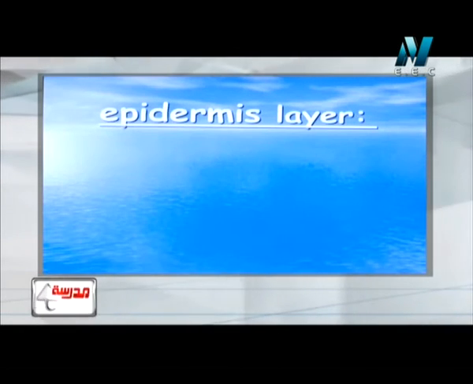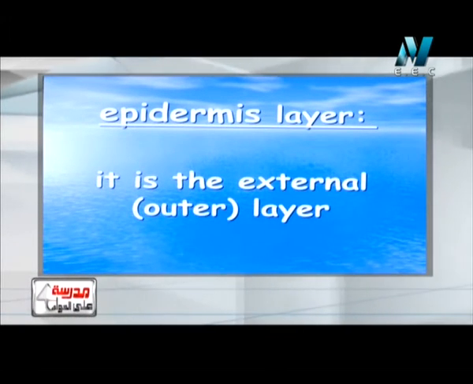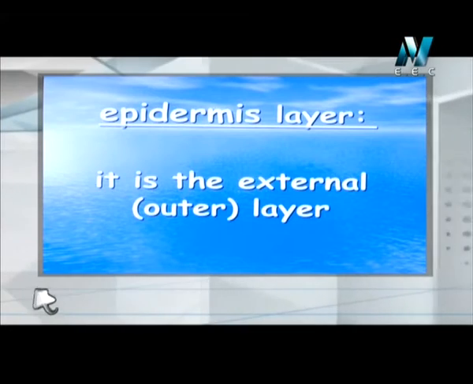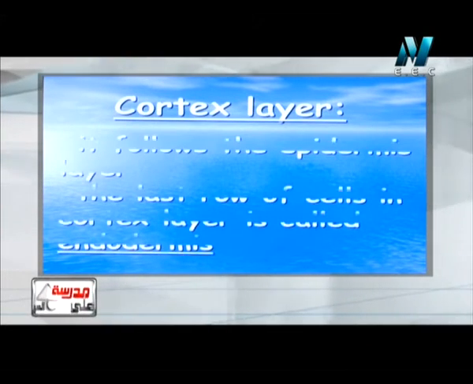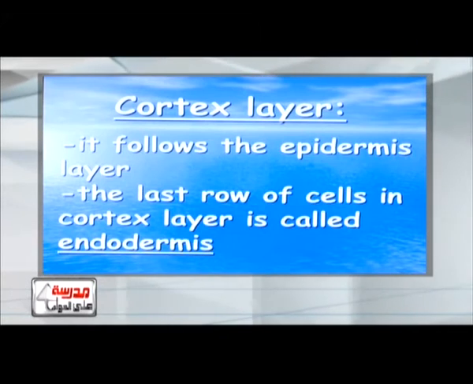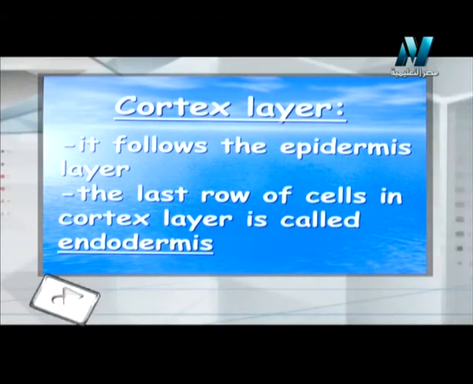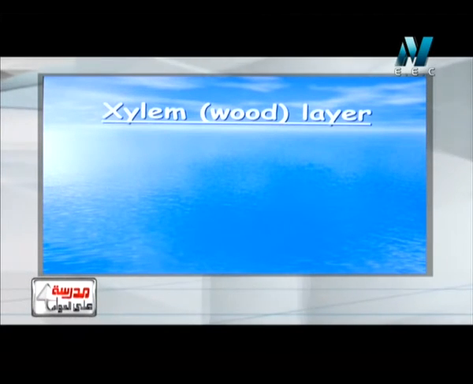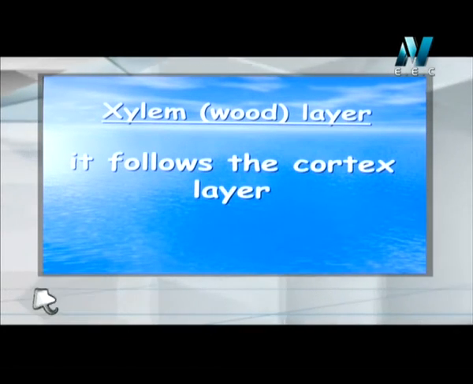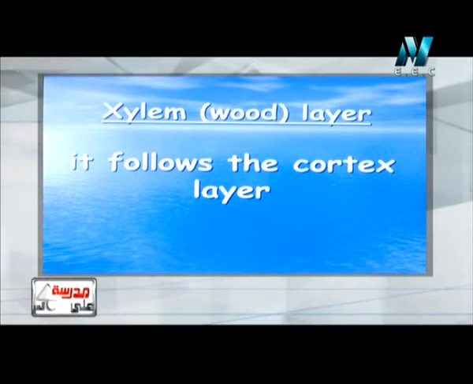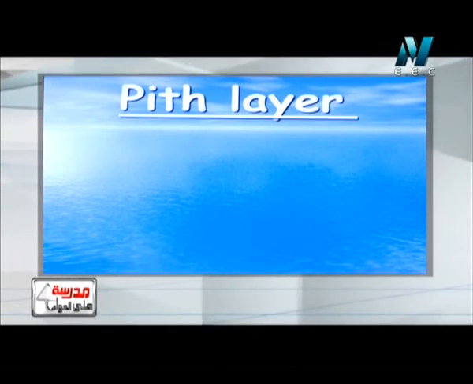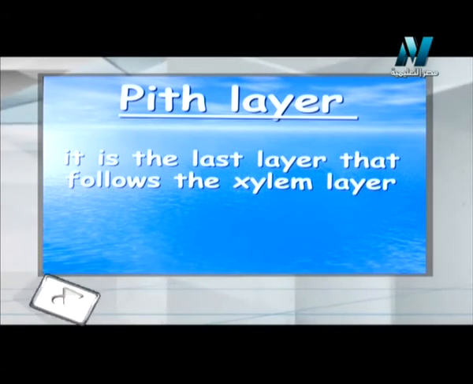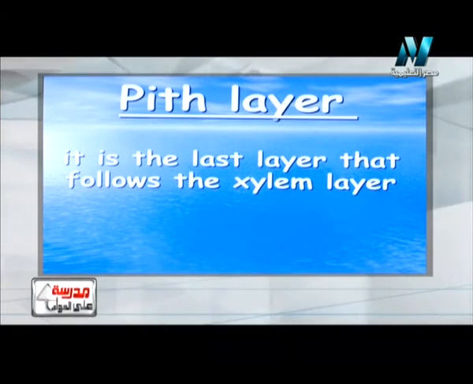Again, the epidermis layer, what's the function? It is the external outer layer. The cortex layer follows the epidermis layer. The last row of cells in the cortex layer is called the endodermis. As we said, the endodermis is not a layer, but the last part of the cortex layer. Xylem or wood layer follows the cortex layer. The pith layer is the last layer that follows the xylem layer.